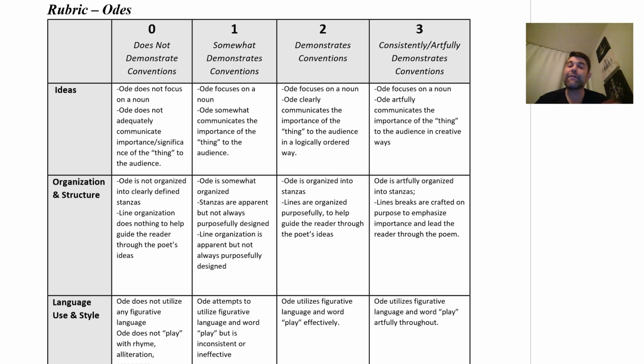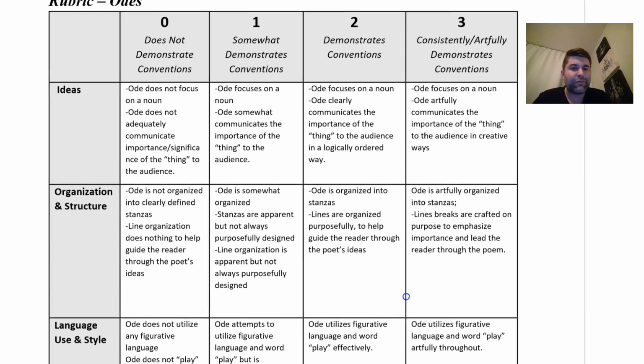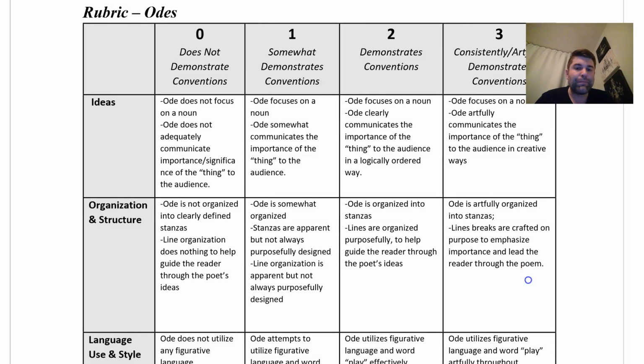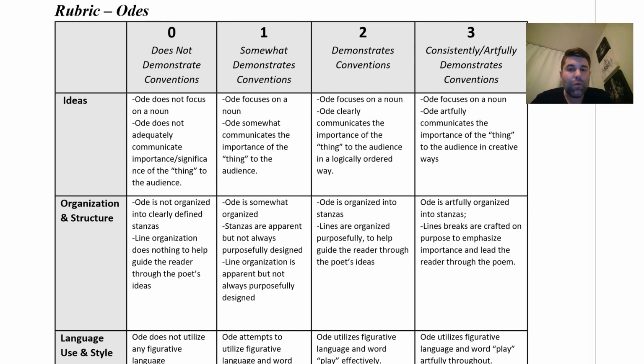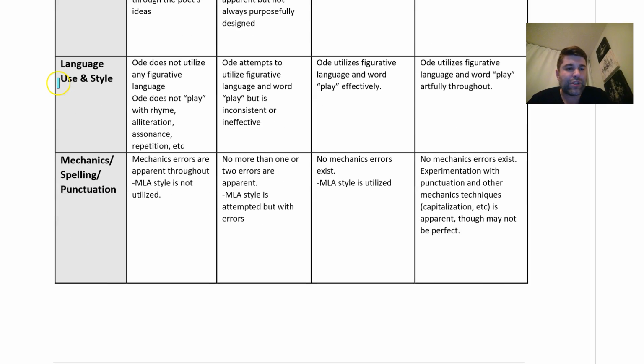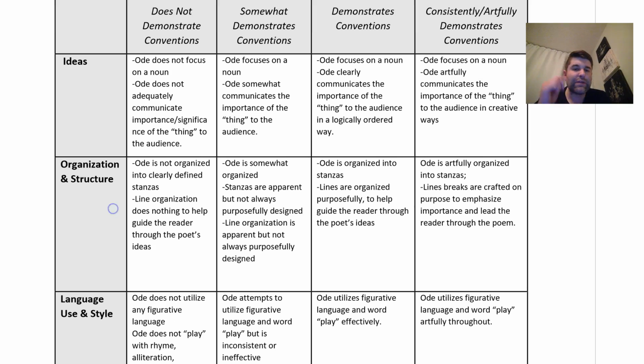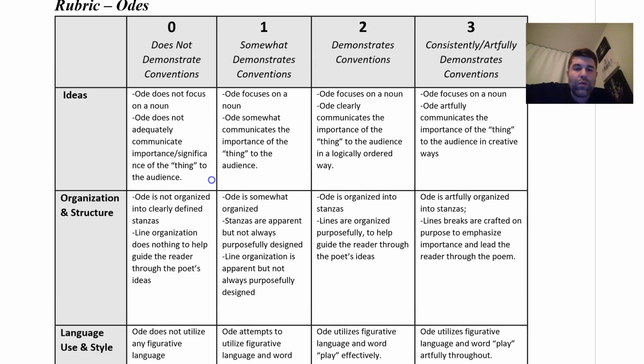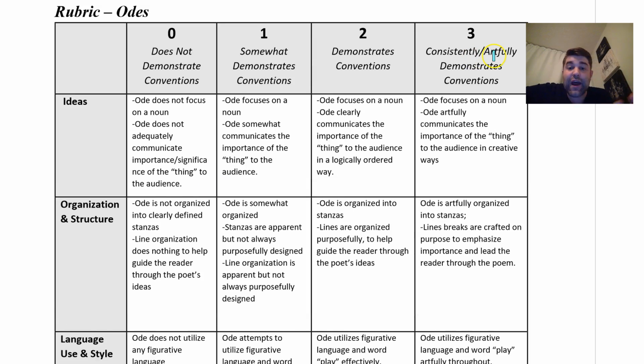If you're looking for a rubric, this is the rubric that I'm using for this. And I've got qualifiers under each of these headings: ideas, organization and structure, language use and style, mechanics of language, spelling, punctuation, etc. So there are great descriptors under each of these if you're wanting to know what to look for and hit. This is not out of 5. This is out of 3. 3 is the highest that you can get. So keep that in mind.